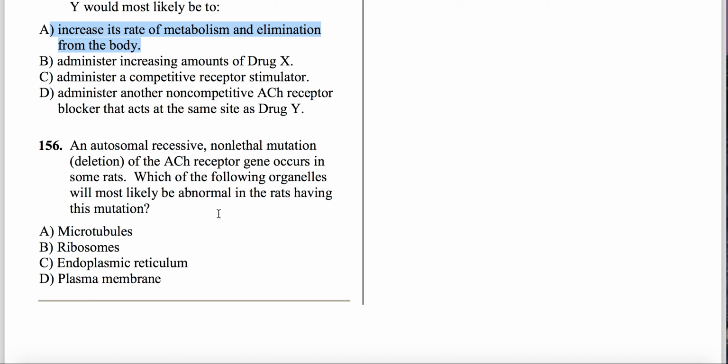Okay, so you tell me, where do we find acetylcholine receptors? Because that's where it would be abnormal, right? Do we find them in microtubules? No. Ribosomes? No. Endoplasmic reticulum? No. Plasma membrane? Yes. That's where they reside. That's what receptors do. They're on the plasma membrane. So the answer is D.